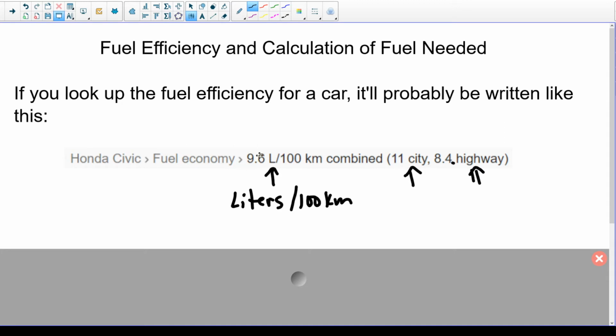This 9.6 is usually just an average of those two numbers. So the 9.6 liters per 100 kilometers can be used if you're going to be doing both highway and city driving in approximately the same amount of distances. But if you know you're going to be on the highway more than the city, or vice versa, you can use each of those two numbers independently.